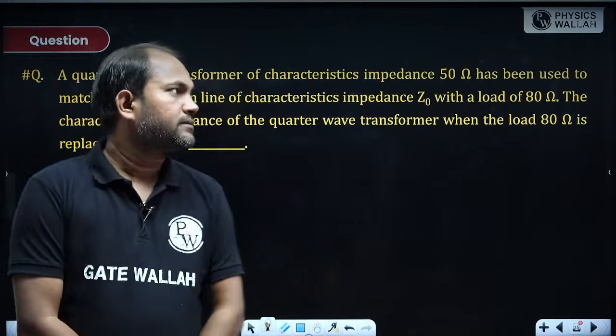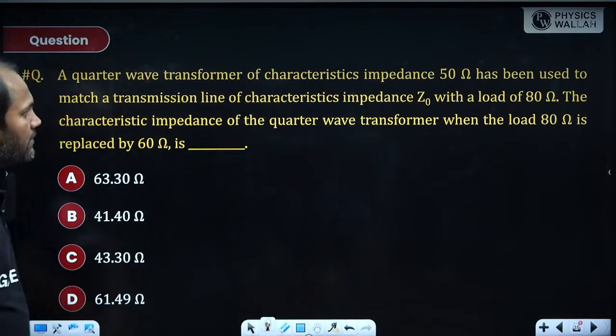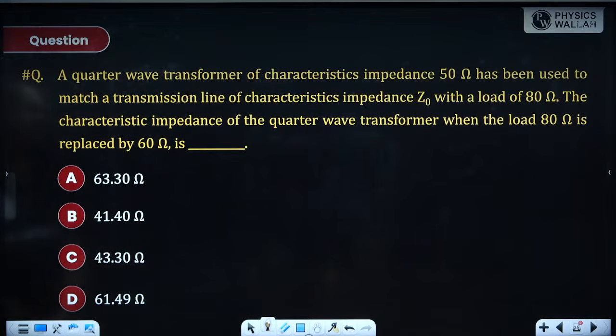Then we have a quarter wave transformer whose characteristic impedance is 50 ohm, which has been matched with a transmission line of characteristic impedance Z0 to a load of 80 ohm. Okay. Quarter wave transformer is given. Transmission line characteristic impedance is not given. Load impedance is given.